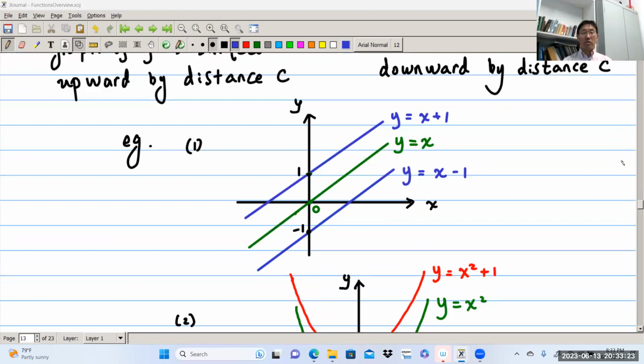So for example, suppose I have y equals x, my f of x equals x. Now I consider y equals f of x plus 1. You have x plus 1. As you can see, you just shift this line upward by 1 unit. You get this blue line. If you consider y equals x minus 1, then you get this line below. You shift this green curve downward by 1 unit. That's it. Very simple.